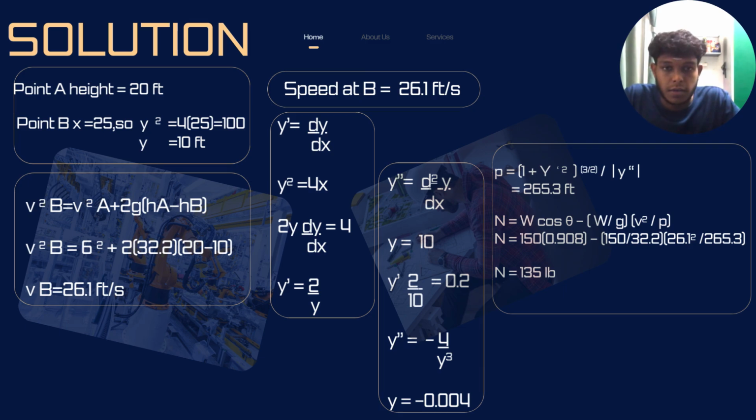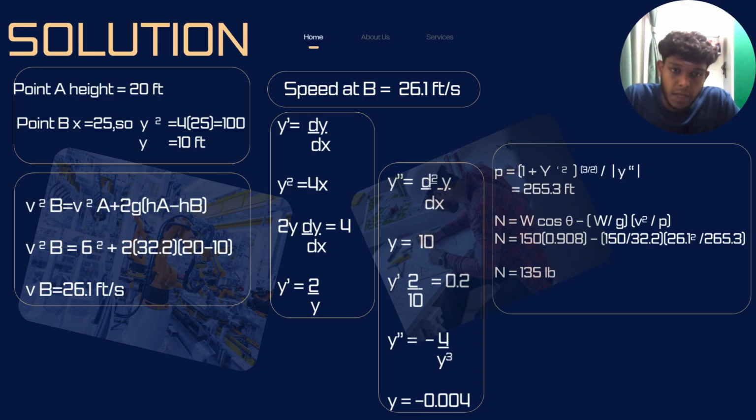After that, we have to use the curvature formula to find the radius of curvature. For that, we need the y prime and y double prime values. To find y prime, y prime equals dy/dx, which is 2 over y. Then y double prime is negative 2 over y cubed. With y equals 10, the value of y double prime is negative 0.004. Then we can find the curvature value.